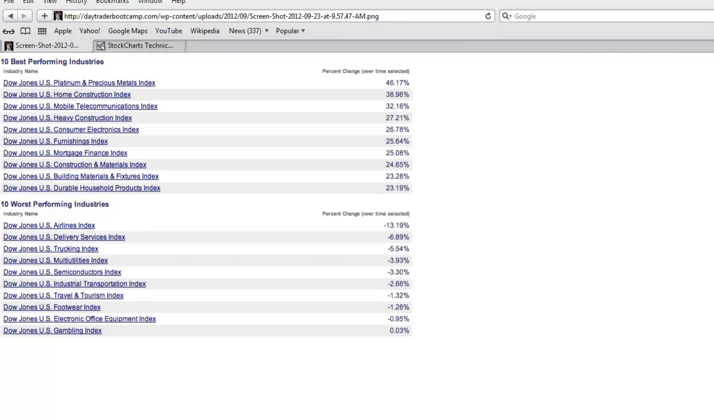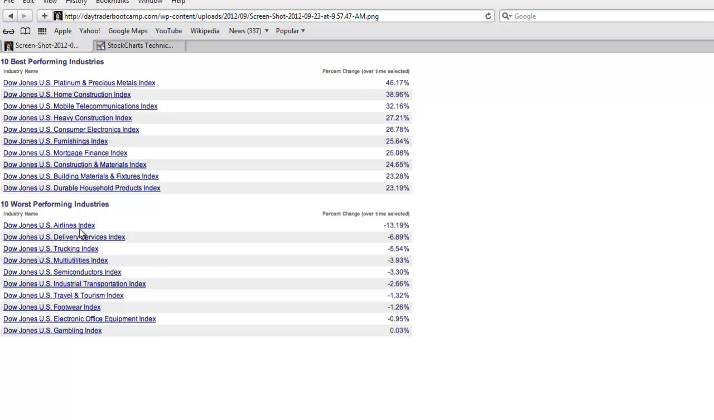I'll be looking into the best performing industries for setups. I won't be looking into the worst performing 10. We've already been trading in the home construction index. Some of the stocks there: Pulte Homes, KBH, LEN, DHI, and Toll Brothers all looked very nice for the last few weeks, and we made some nice profits there. Looking for platinum, precious metals, mobile telecommunications, heavy construction index. These are some of the ones I'll be focusing in on. In addition, a couple of shorts, I have Delta Airlines and UAL.